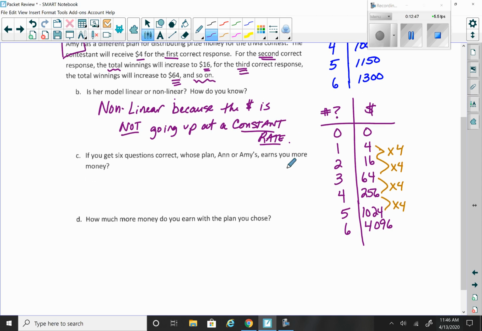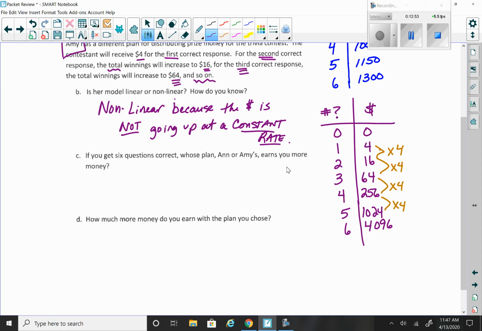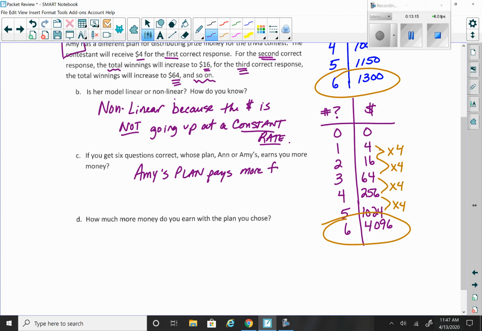If you get 6 questions correct, whose plan, Anne or Amy's, earns you more money? So this is why I made my tables go up to 6. I can see 6 correct with Anne's plan, I get $1,300. 6 correct with Amy's plan, I get over $4,000. So clearly Amy's plan is going to pay me more money. So I'll say Amy's plan pays more for 6 questions.